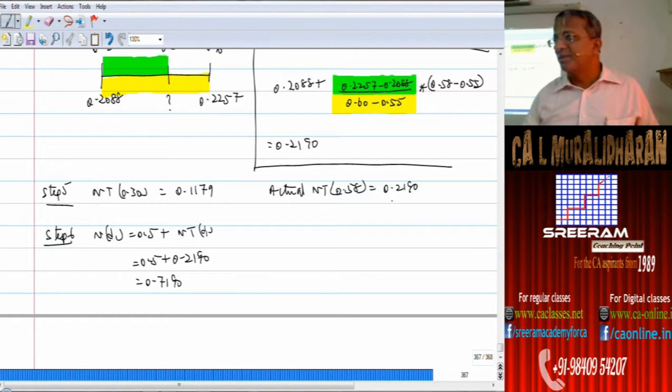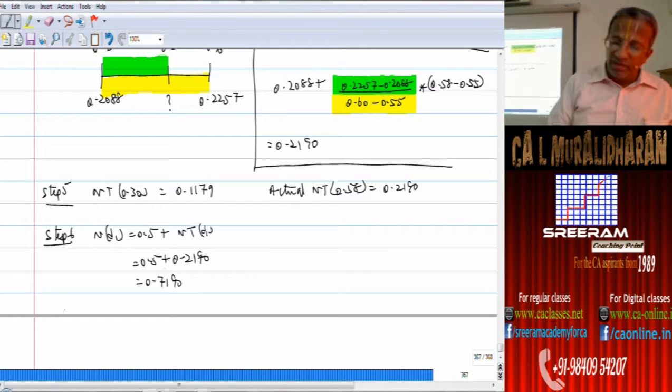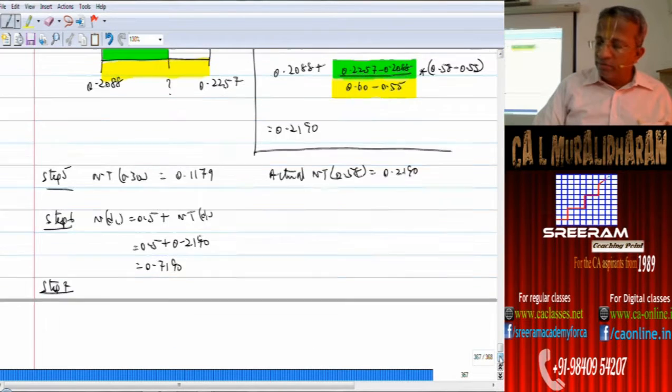Oh, because of that printing mistake only. Okay. 0.2190 it is coming. Okay. So, we are very blessed that way I would say. But normally interpolation may not be that accurate.